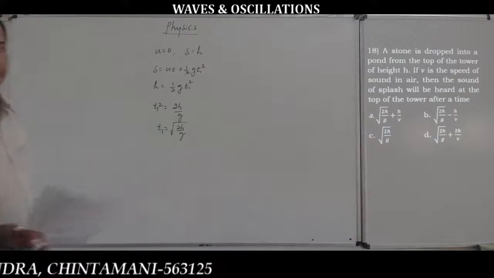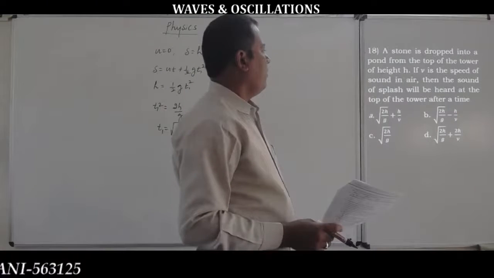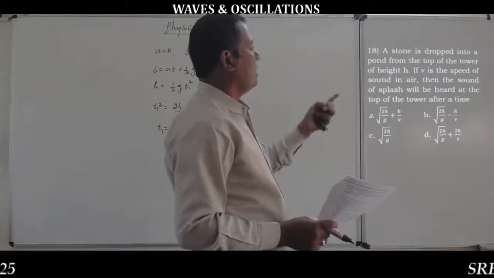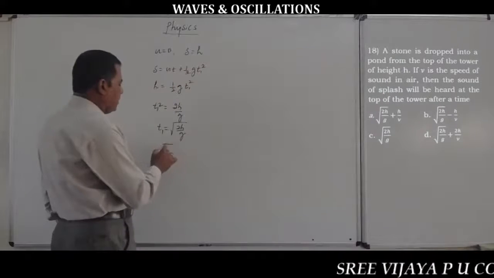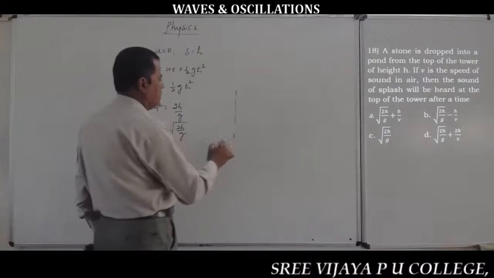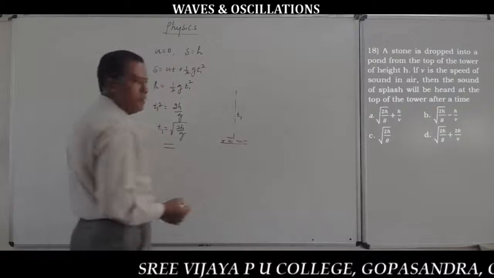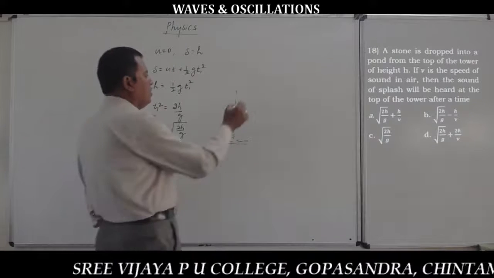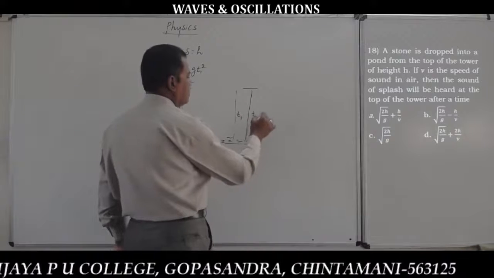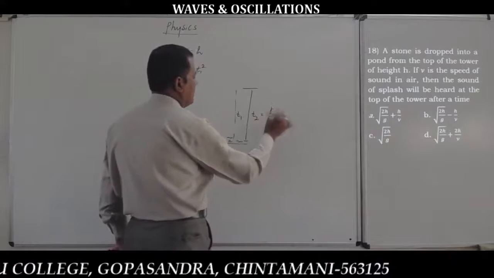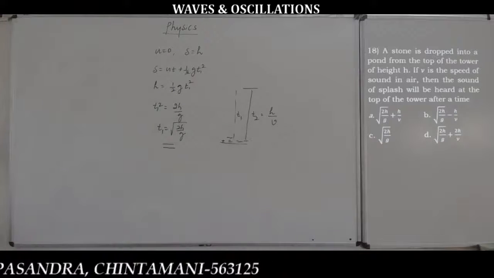Now this is the time taken. Now it is given that the sound of splash will be heard at the top of the tower after a time. The stone is dropped into water, into the pond. This is the time taken by the stone just to reach the surface of water. Let me consider this one as T1. Now if you want to perceive the sound at the top of the tower, I should consider another T2, which is given by h by v, because v is the speed of the sound.